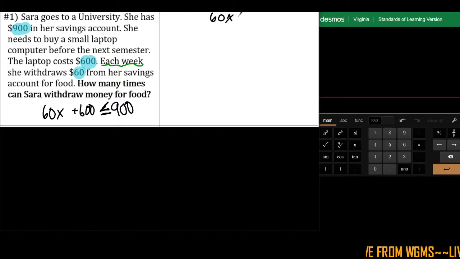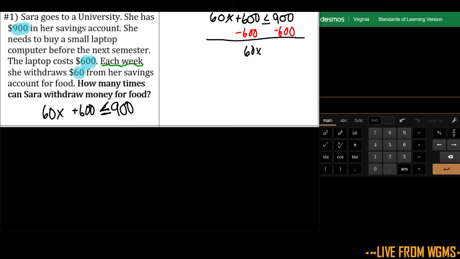So I'm going to say 60x plus 600 is less than or equal to 900. Again, be able to do your inverse operations. I subtract 600 from both sides. On the left side, all I have is 60x, and on the right side we have 300. So I have 60x is less than or equal to 300.